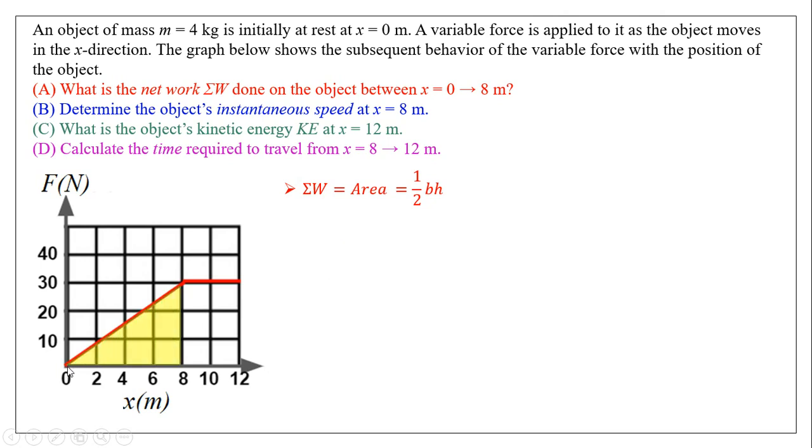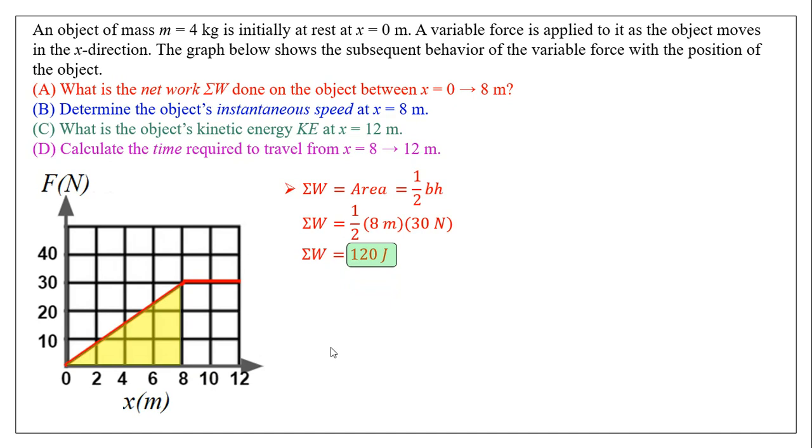If you count correctly, the base is going to be 2, 4, 6, 8, and then the height is going to be 10, 20, and 30. So if we plug it in, it'll be 1 half times the base, which is 8, times the height, which is 30. If you simplify it on your calculator, the area is 120. So the net work done is 120 joules. Key concept here: net work is the area beneath an F versus x graph. And that is it for part A.